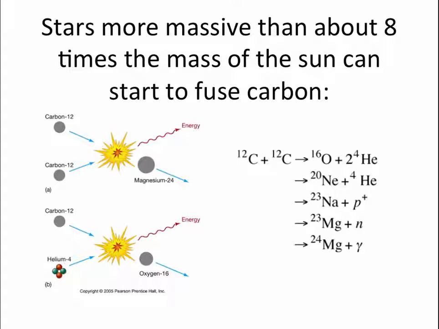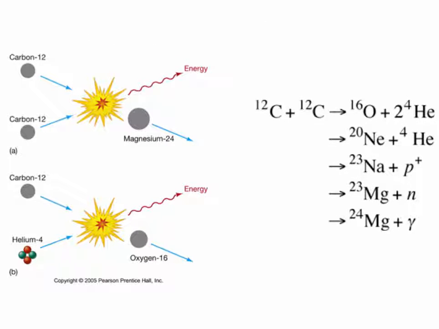However, when you get to about 8 times the mass of the Sun, now gravity can squeeze the core enough that before we get to this degeneracy, the temperature gets high enough to allow carbon to begin to fuse. Now, carbon can fuse by several routes.